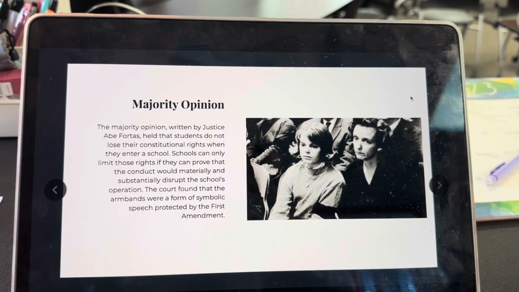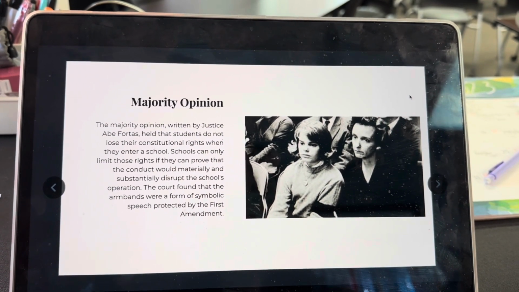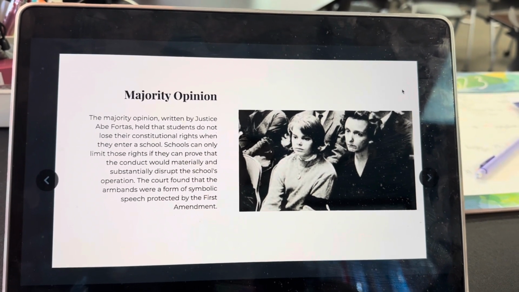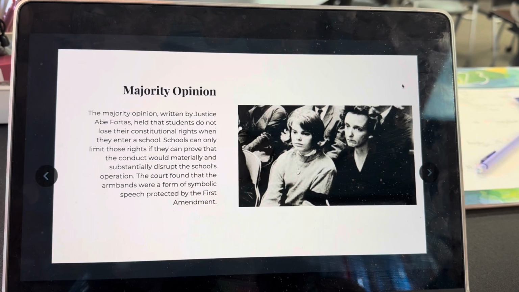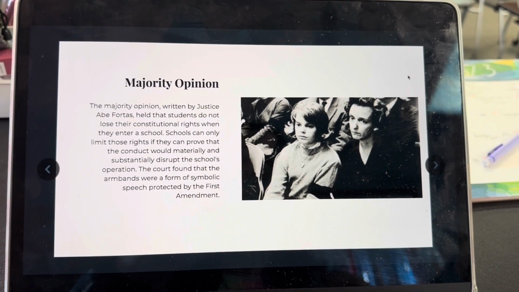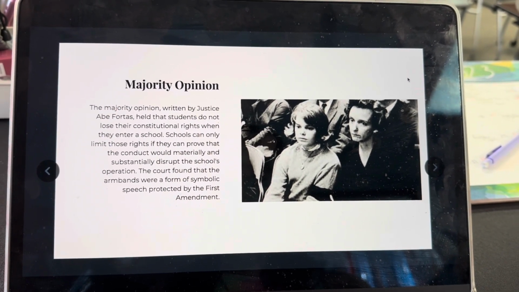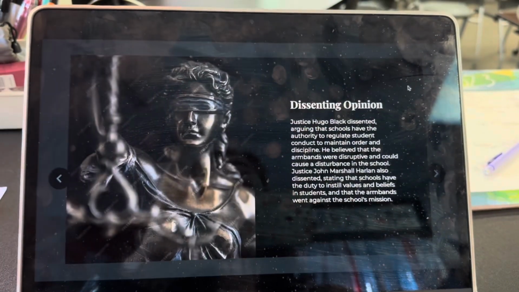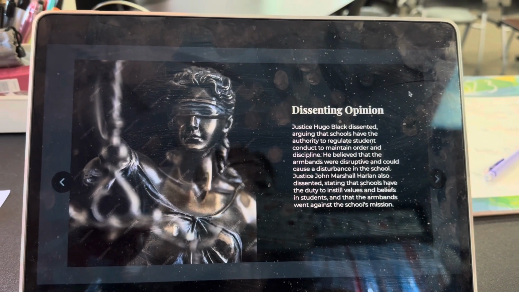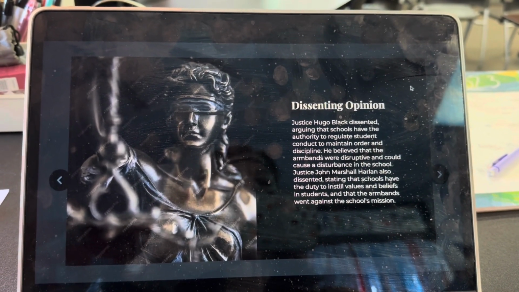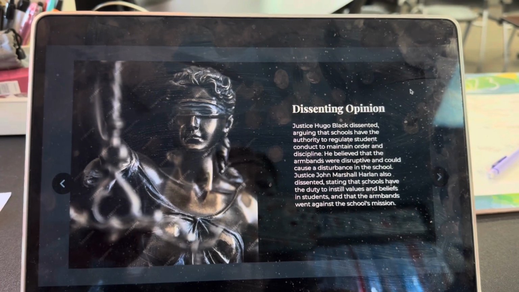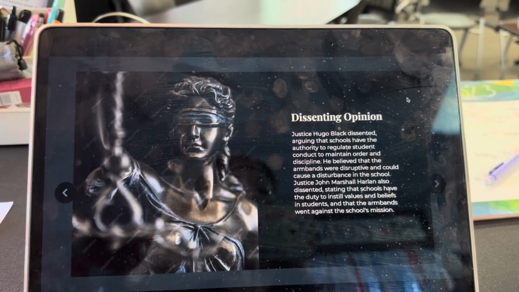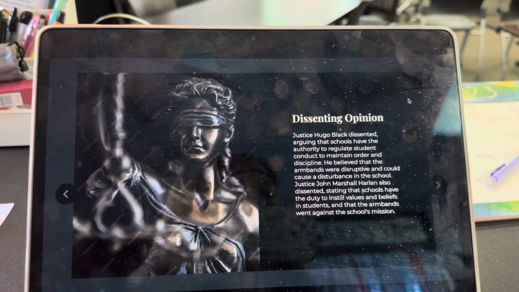Schools can only limit those rights if they can prove that the conduct would materially and substantially disrupt the school's operation. And the court found that the armbands were a form of symbolic speech, and they are protected under the First Amendment. Now, the dissenting opinion was by Justice Hugo Black. He said that schools do have the authority to regulate student conduct, to maintain order and discipline. He believed that the armbands were disruptive and could cause a disturbance in the school.